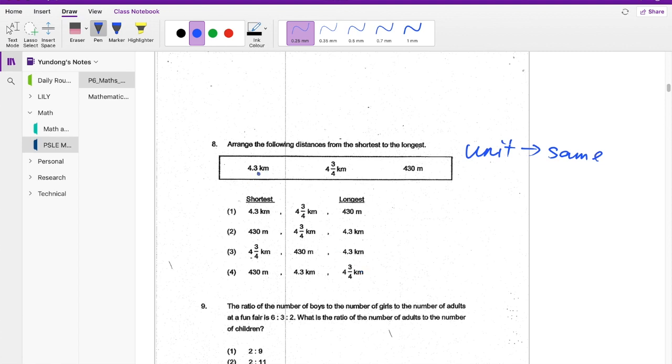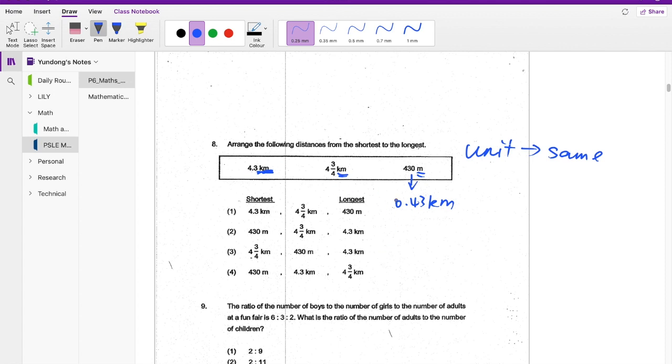So here we see is kilometers, and here is meters. So here we either convert this one to the kilometers or convert the previous two to meters. And we see here only one with meters. So let's convert this one. This one we see that it's 0.43 kilometer.